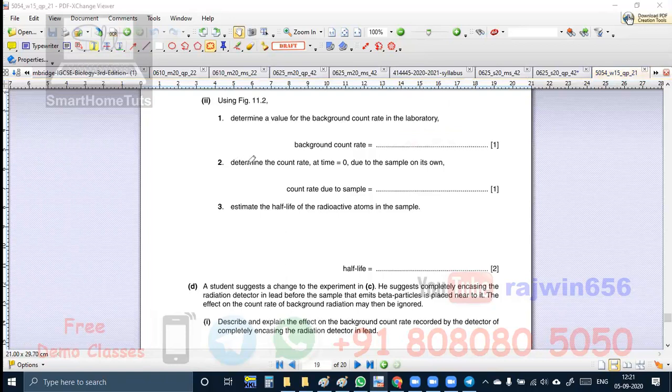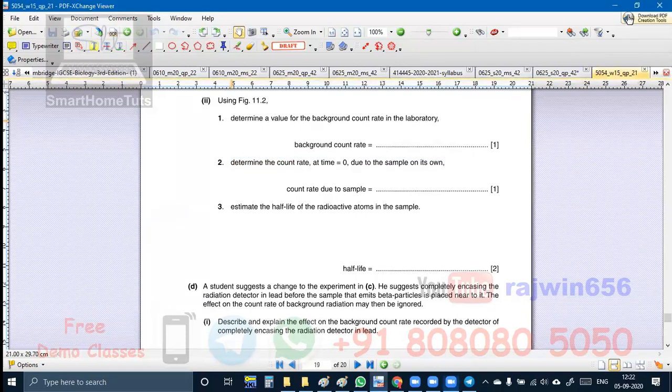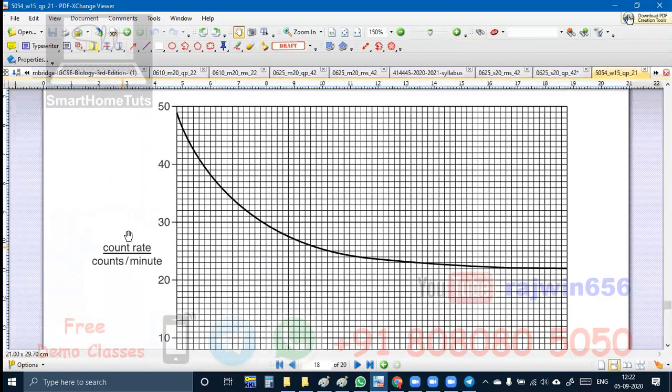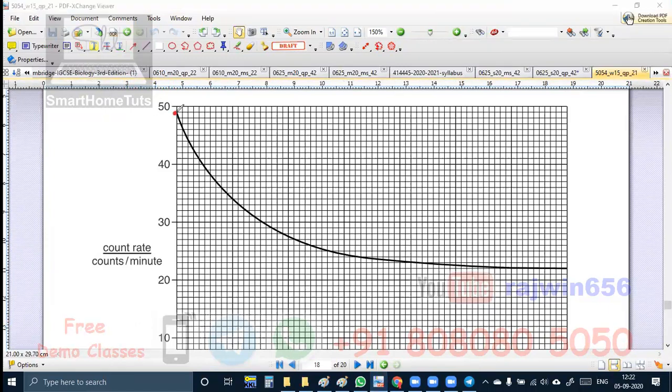We are going to the second part of the question. Determine the count rate at time t equals 0 due to the sample on its own. So this is the part only because of the sample. We'll go back to the graph. Background radiation, 22 counts per minute, is already there. How much is the original count rate, together, when we are counting it? How much is the count rate at this point? 49. Correct. This count rate is 49 counts per minute.